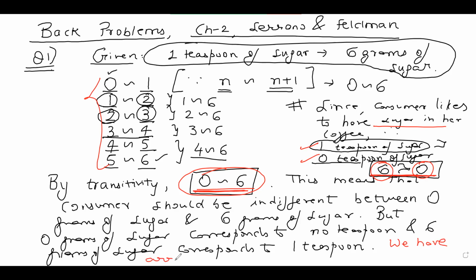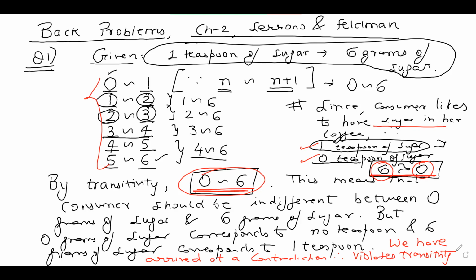We have arrived at a contradiction, therefore violates transitivity. The preference violates transitivity. Because on one hand, we are saying that the consumer likes to have more sugar in her coffee.